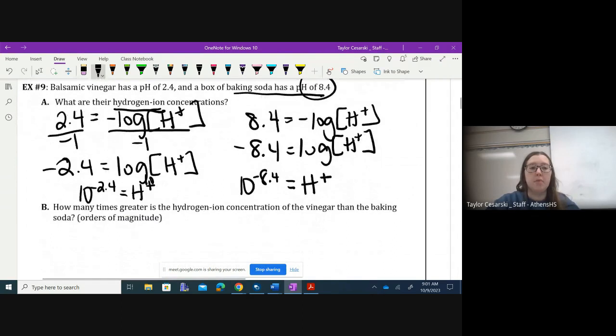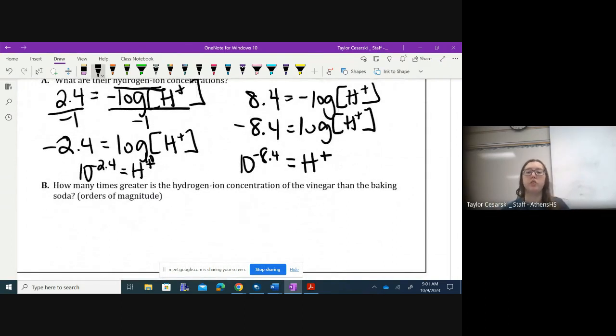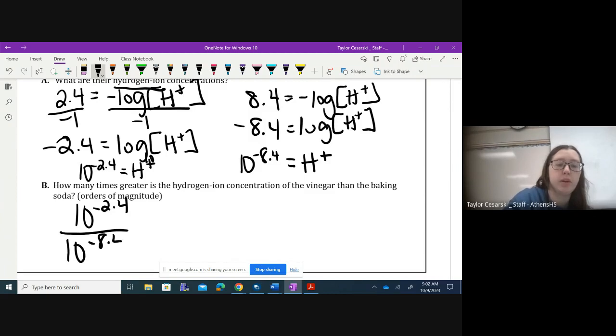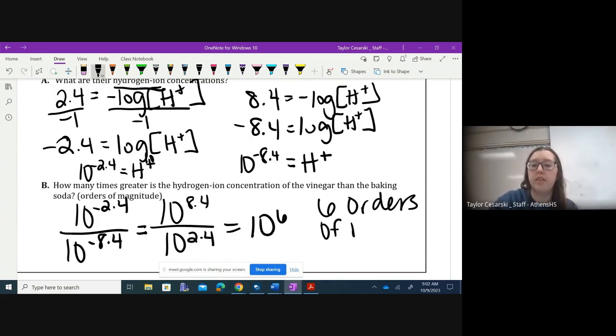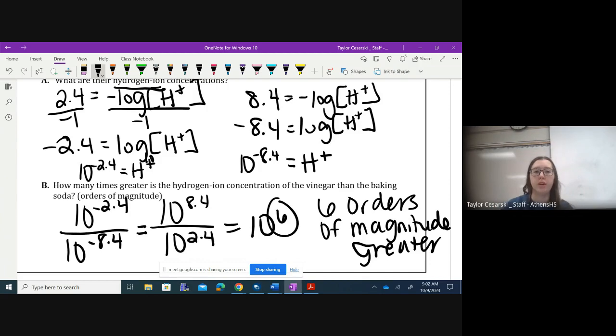All right, so it says how many times greater is the hydrogen ion concentration of the vinegar than the baking soda? Okay, well, the vinegar was 10 to the negative 2.4, and the baking soda was 10 to the negative 8.4. So negative exponents on the top can go to the bottom. Okay, so we get 10 to the 6th power. So 6 orders of magnitude greater. And that just comes, of course, from that exponent.